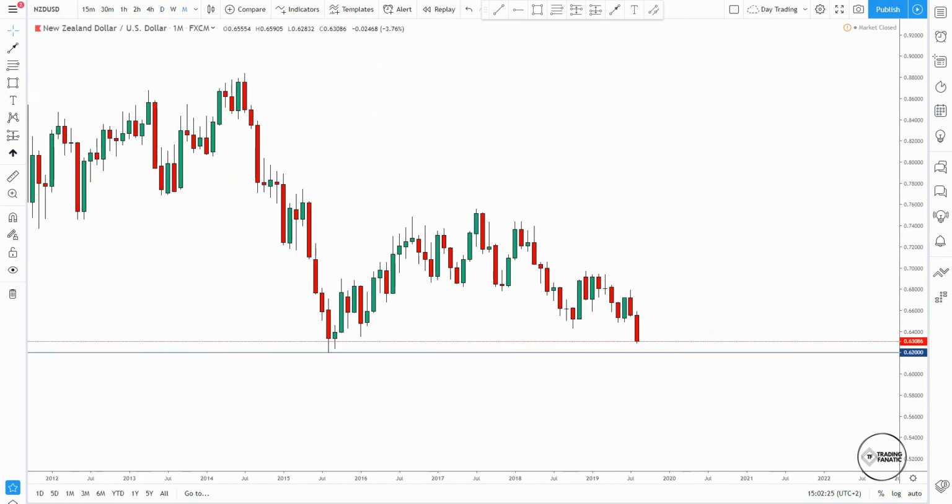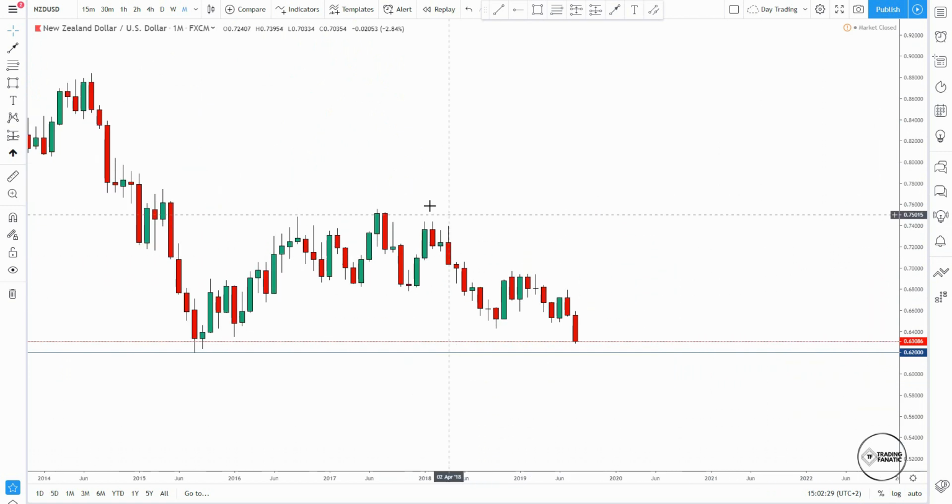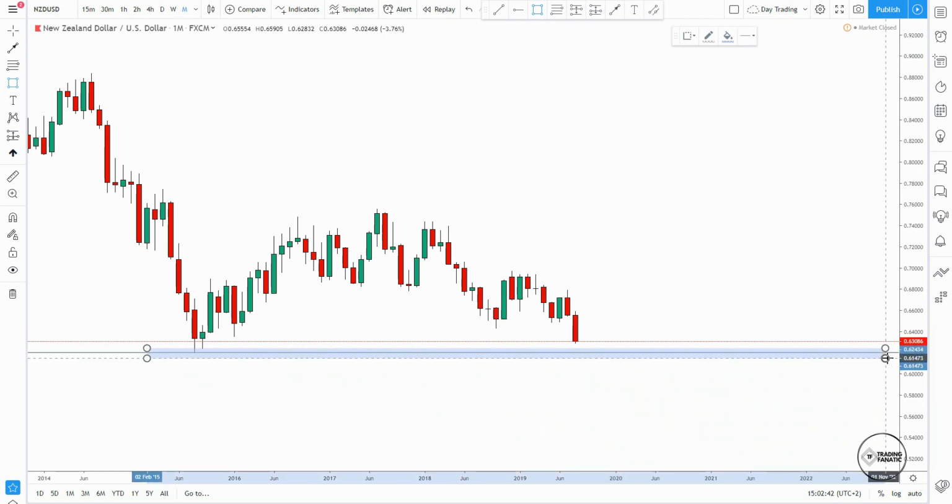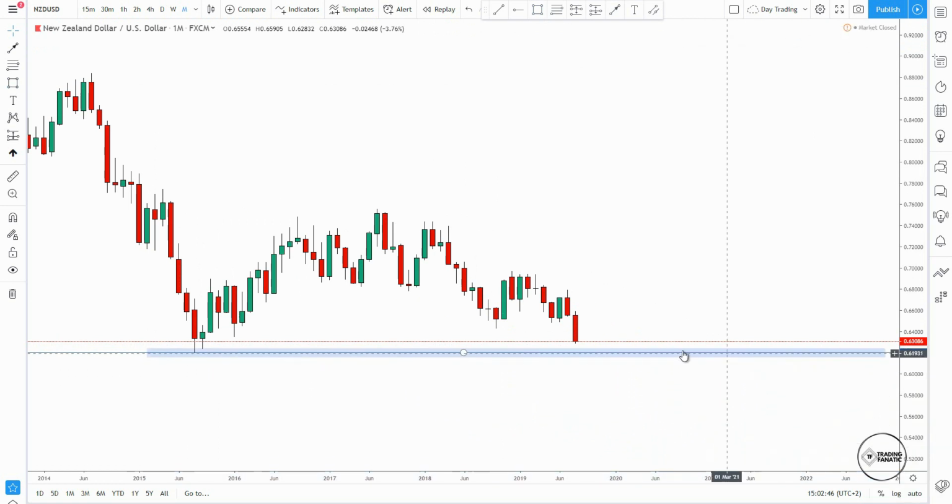NZD USD, very bearish month for this pair as well. It is trending very nicely. As you can see, we have this high, lower high, low, lower high, and right now we're creating this lower low formation. And I do expect price to tap 0.62. We have kind of a zone here. I wouldn't just take a single level. So I really think we have 100 pips to tap the zone.